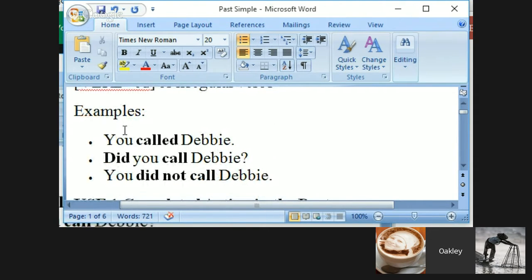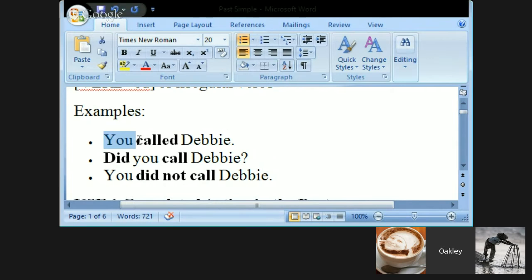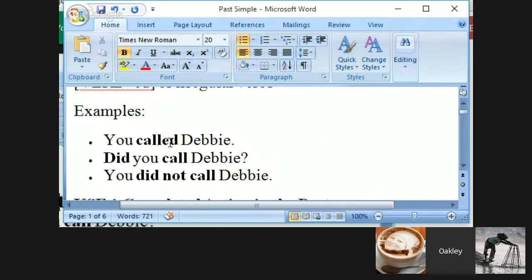Anyway, the past simple looks like this in a sentence. You, the subject noun, called, notice the base verb call plus ed, Debbie, object noun. Pretty straightforward. It means that it happened in the past.